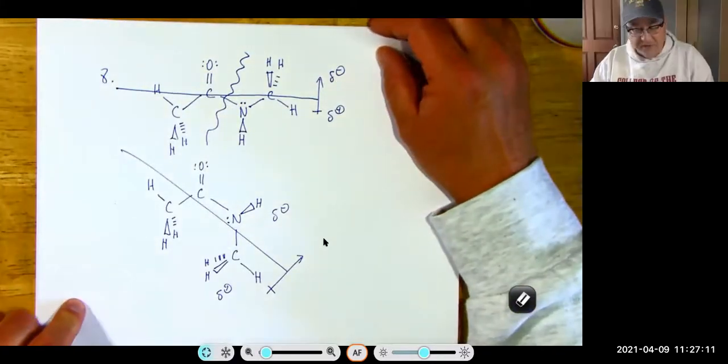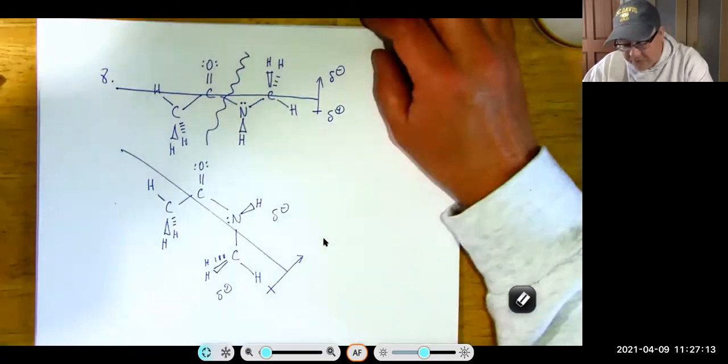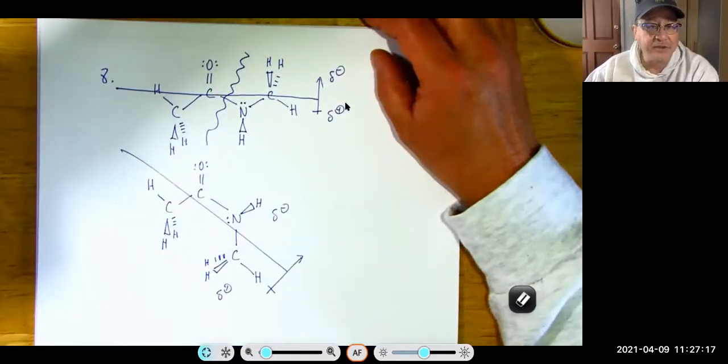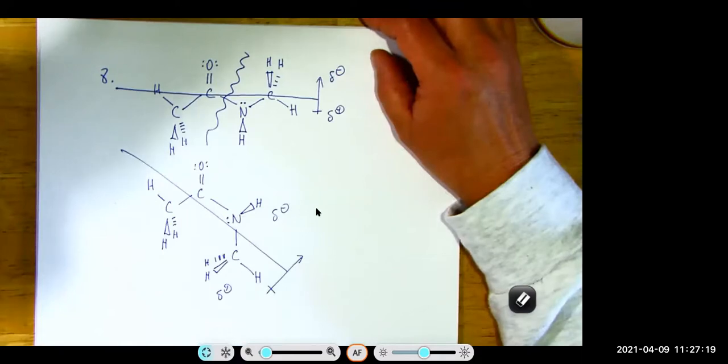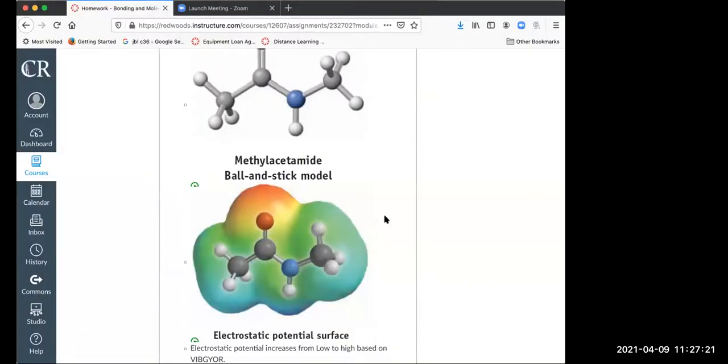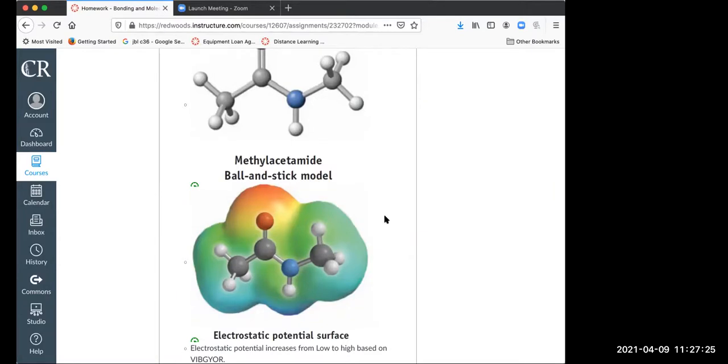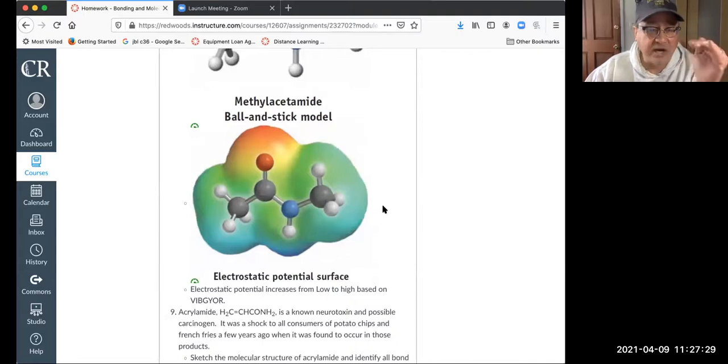So for number 8, we're answering this also based on the electrostatic map, which I'm going to show you again. So it's based on more than just splitting it in half. It's also the electrostatic map, which clearly puts the red one on the top.